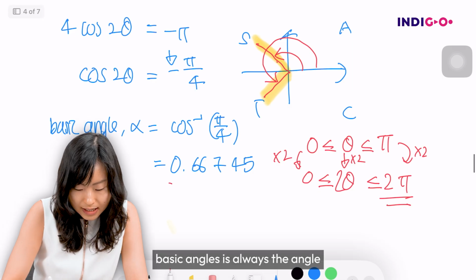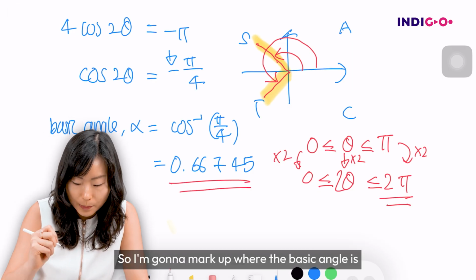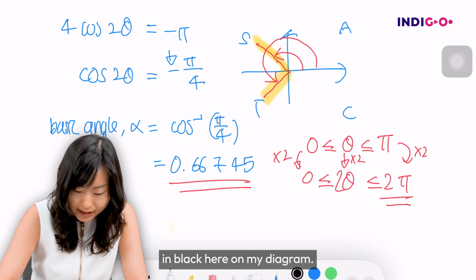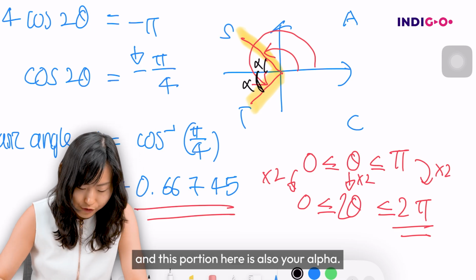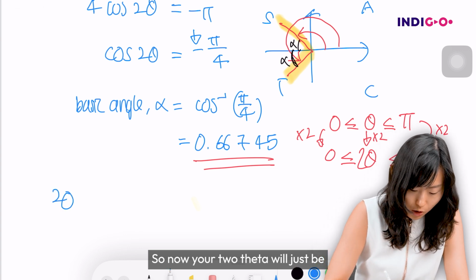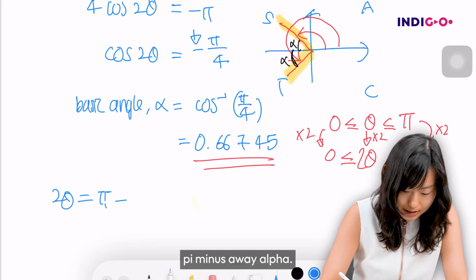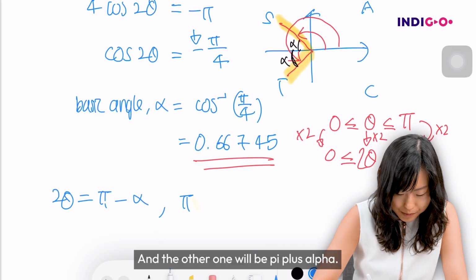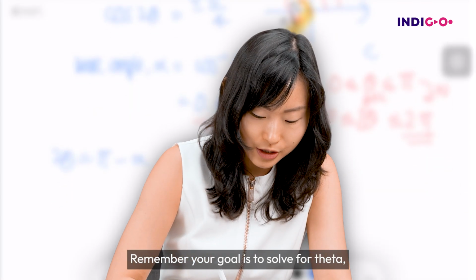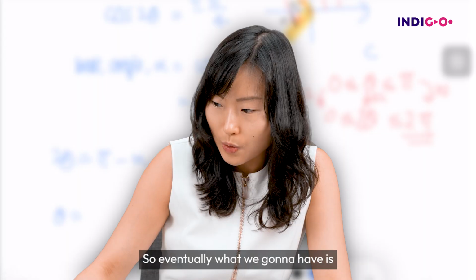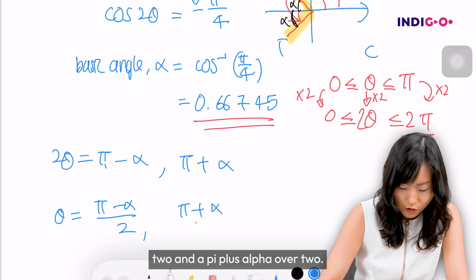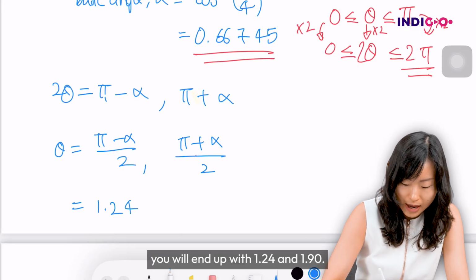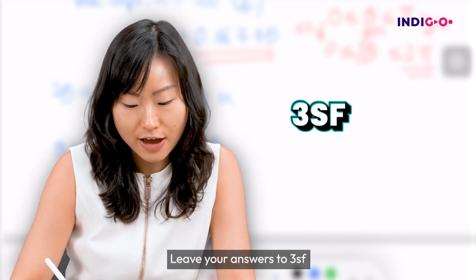Okay, remember, basic angle is always the angle with reference to the x-axis. So I'm going to mark out where the basic angle is in black here on my diagram. So this is your alpha and this portion here is also your alpha. So now your 2 theta will just be pi minus alpha and the other one will be pi plus alpha. Remember, your goal is to solve for theta. You need to go and divide throughout by 2. So eventually, what we're going to have is theta equals pi minus alpha over 2 and pi plus alpha over 2. Subbing in your value for alpha and pressing your calculator, you will end up with 1.24 and 1.90. Leave your answers to 3 SF because it's in radian mode.